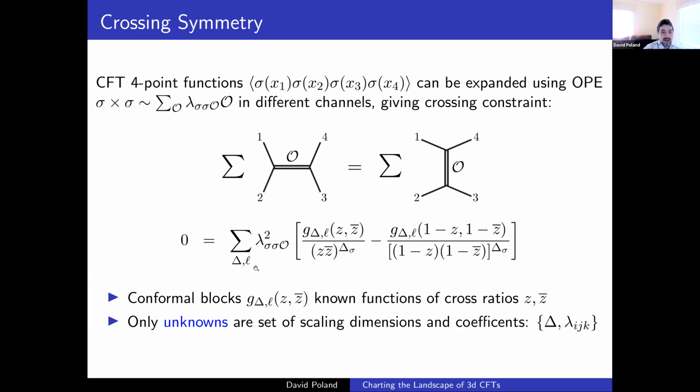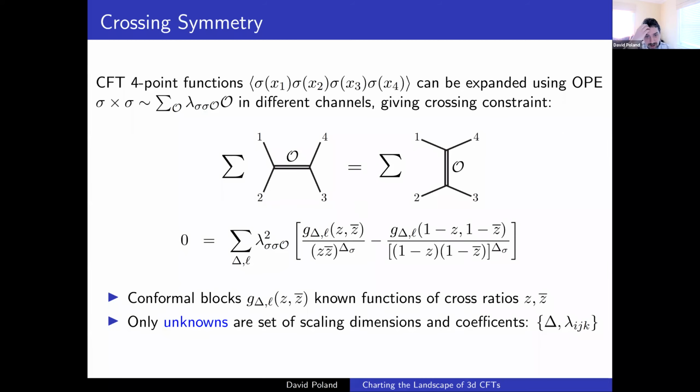In practice, these expansions take the form of a sum over OPE coefficients squared times a kind of special function called a conformal block, which depends on the scaling dimension and spin quantum numbers of the exchanged operator. And it's a function of the 4 coordinates entering the 4-point function, but they combine together into 2 conformal cross ratios. So z and z bar are particular combinations of the 4 coordinates that are invariant under any conformal transformation.